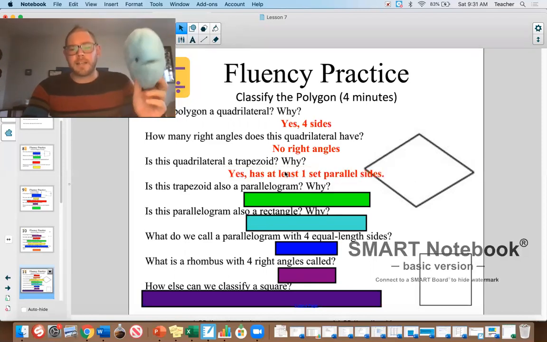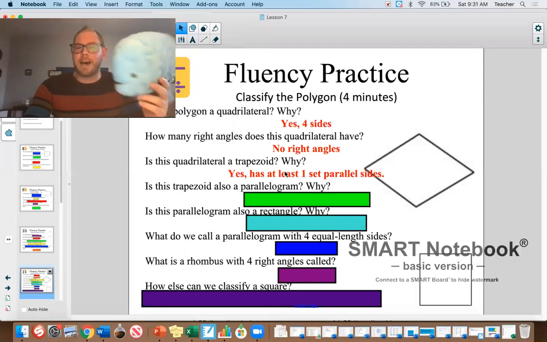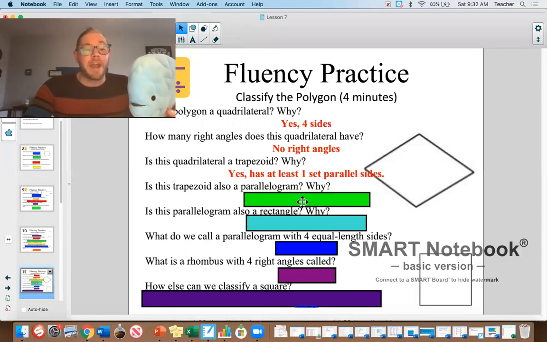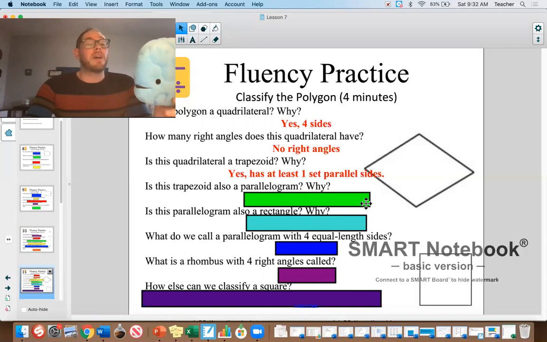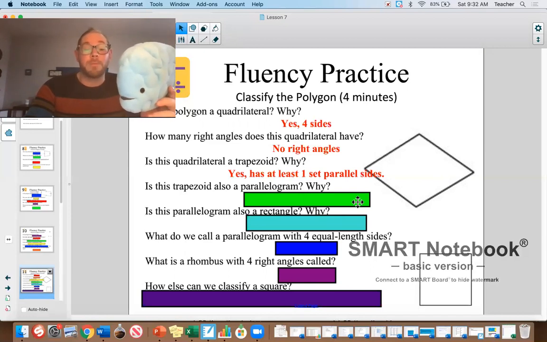Yes, it has at least one set of parallel sides. Well done, Brain. Is this trapezoid also a parallelogram? And why? I'll give everyone at home a chance to say their answer out loud, and they're thinking of why. I see Brain is thinking really hard. I know everyone at home is thinking really hard too.